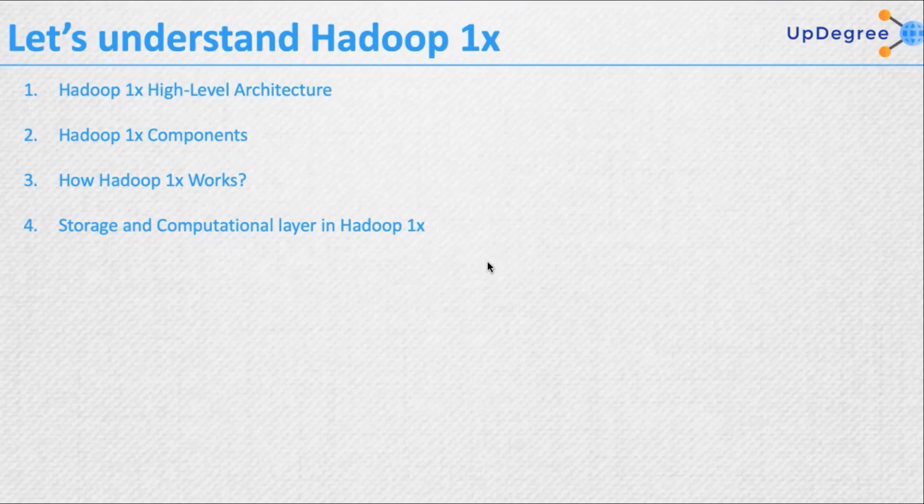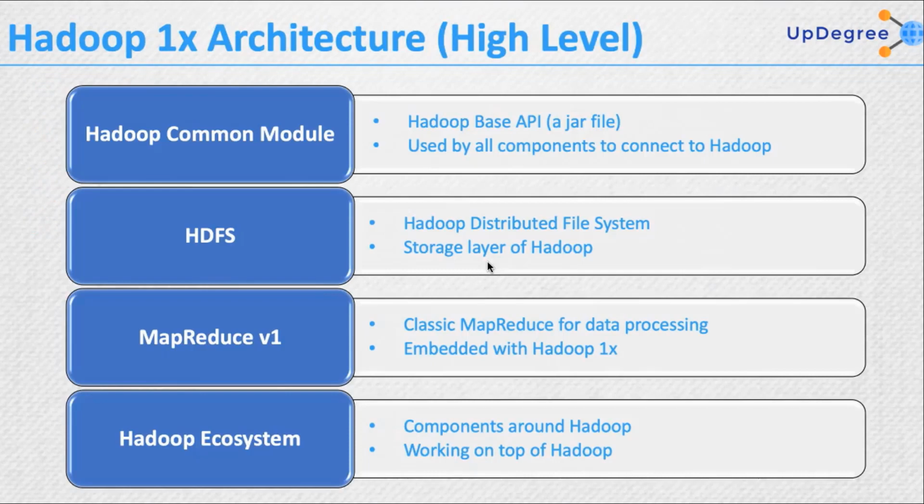Here we are going to take a look at the high level architecture of Hadoop 1x and what the different components of Hadoop 1x are. How does this work, and what are the storage and computation layers that we have in Hadoop? Looking at the architecture, it is a very high level architecture which is further divided into four parts: your Hadoop Common module, HDFS, MapReduce, and the Hadoop ecosystem.